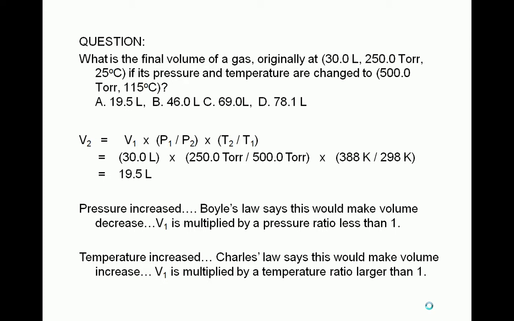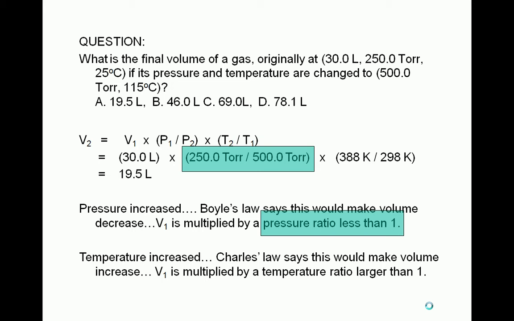We can see in our calculation that we are multiplying the initial volume by a pressure ratio that is less than 1. 250 divided by 500 is a number less than 1. Multiplying something by a number less than 1 gives us a smaller number.